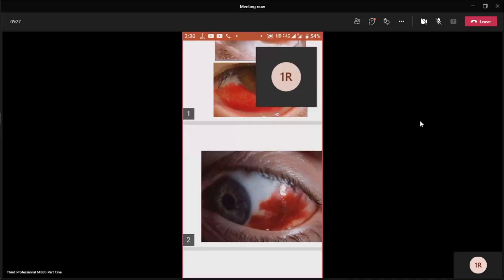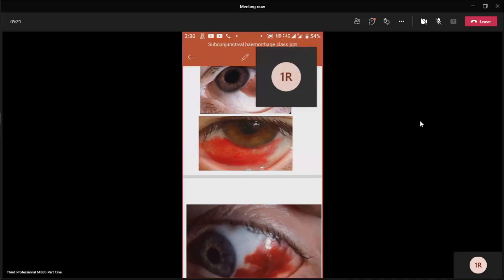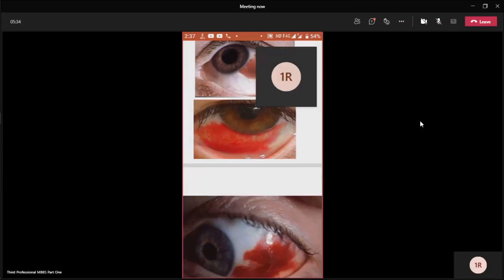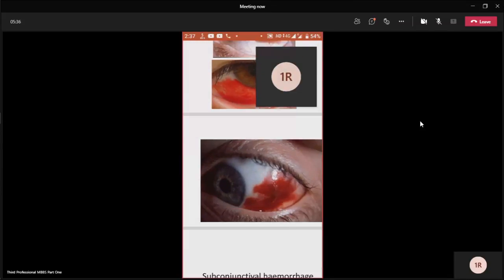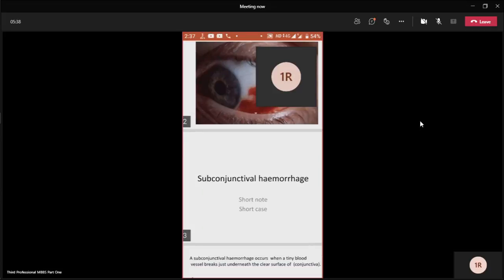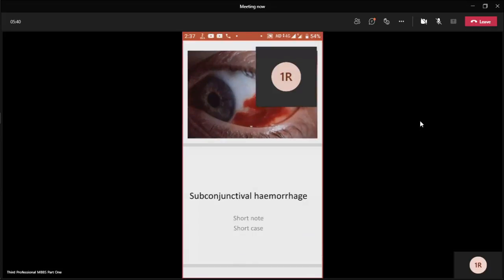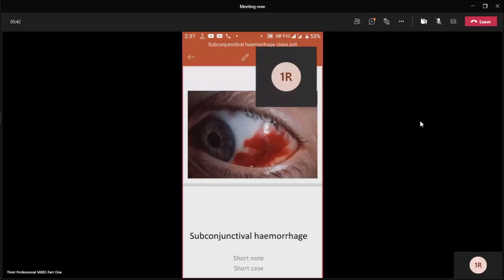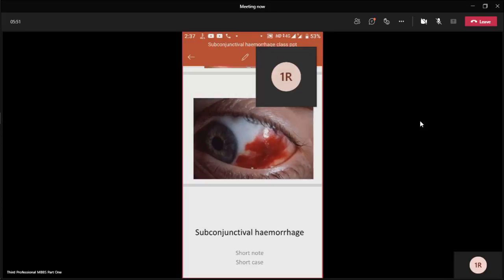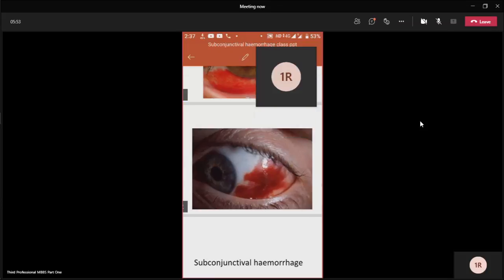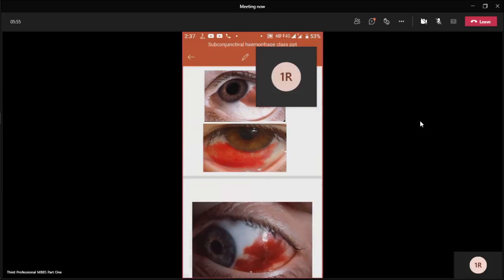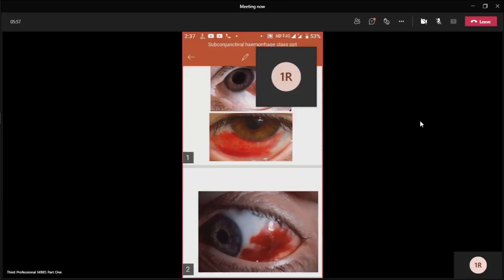This is very important from your exam point of view. Either in the theory paper you will get a short note, and in the practical exam, 50% of the people will get this as a short case. In the practical exam you will have one long case and two short cases. So in the short case, subconjunctival hemorrhage has a 50% chance. We'll discuss it from both the practical and theory points of view.